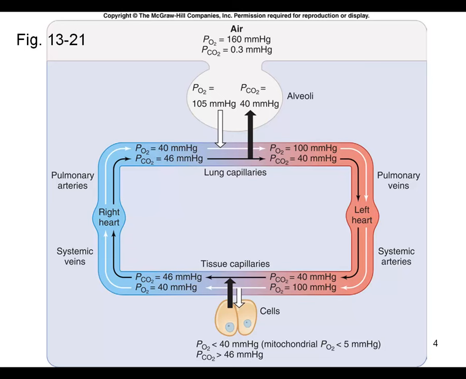So this is a picture from your textbook, and I want you to notice we're going to start up at the top in the air. And we have some P sub O2, P sub CO2. Those are the partial pressures of oxygen, partial pressure of CO2. And to calculate a partial pressure, you take the total atmospheric pressure. So at sea level, that's 760 millimeters of mercury. In Minnesota, that's maybe 740 millimeters of mercury.